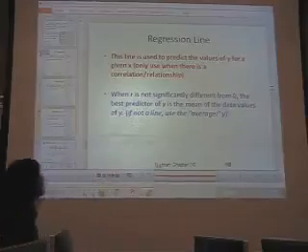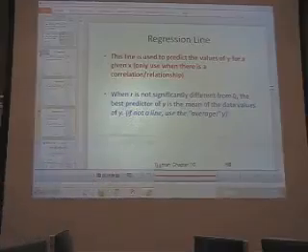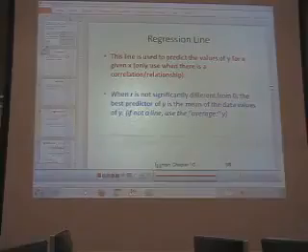Keep going. When r is not significantly different from 0, the best predictor of y is the mean of the data values of y. If no line, use the average y.